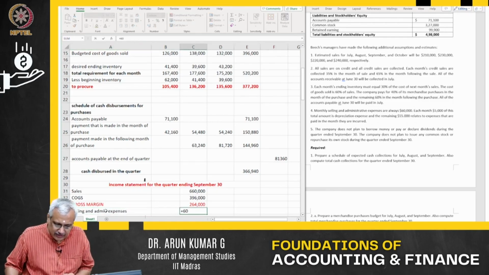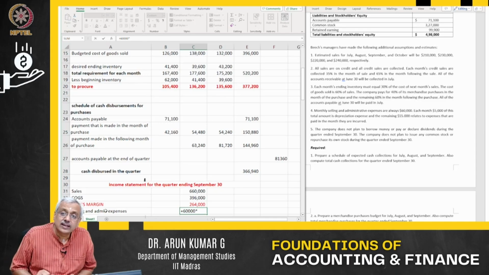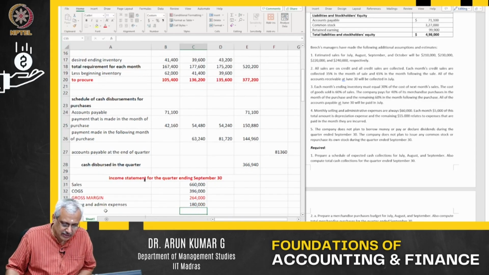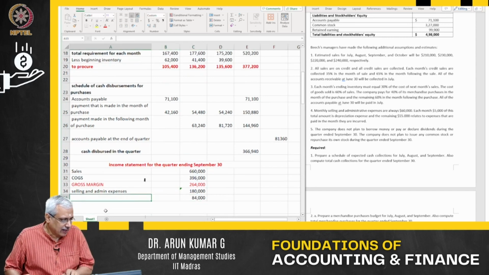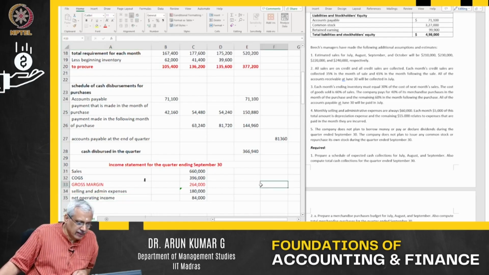That is 60,000 per month. How many months? 3 months. That's it. So what happens? My ultimate profit or loss in this particular case, or net operating income, is about 84,000 that we get out here.